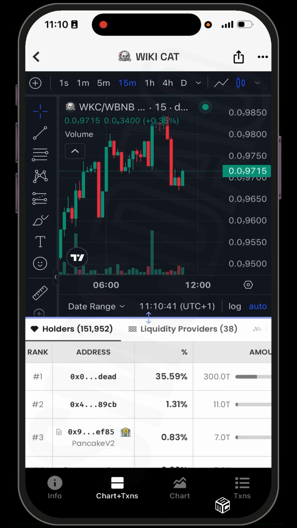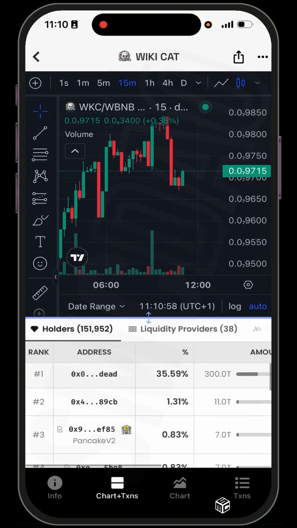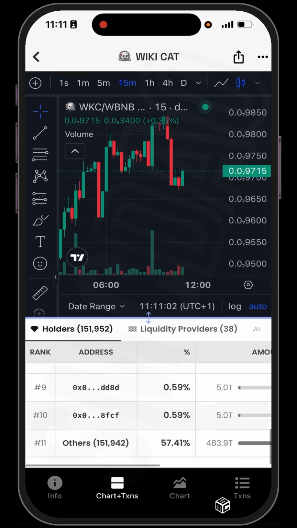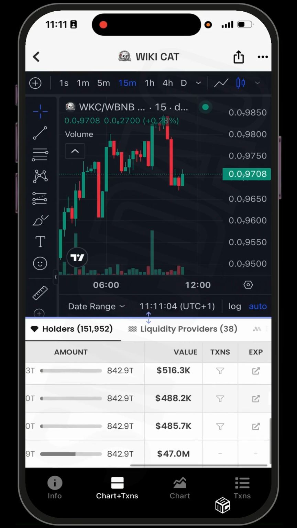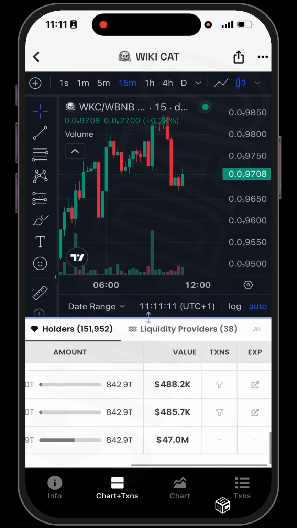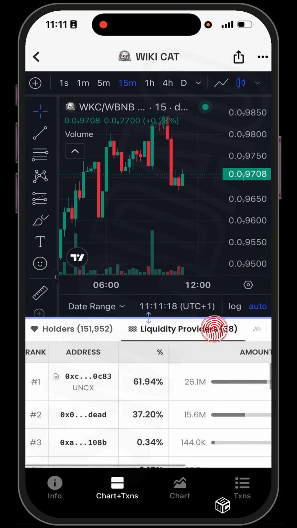You could see the holders chart here, and we have about 152,000 holders. You'll see the address holding. This is a dead wallet, and the amount it is holding. And you could see PancakeSwap holdings. That's from here. You could see other holdings, and you see people on the leaderboard of how much of the token they hold. And it gives you the leverage that, okay, you know what's happening in here.